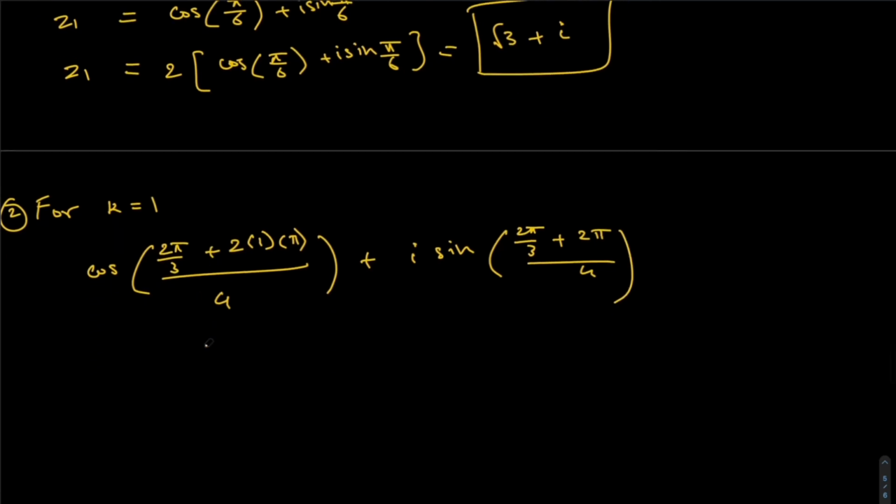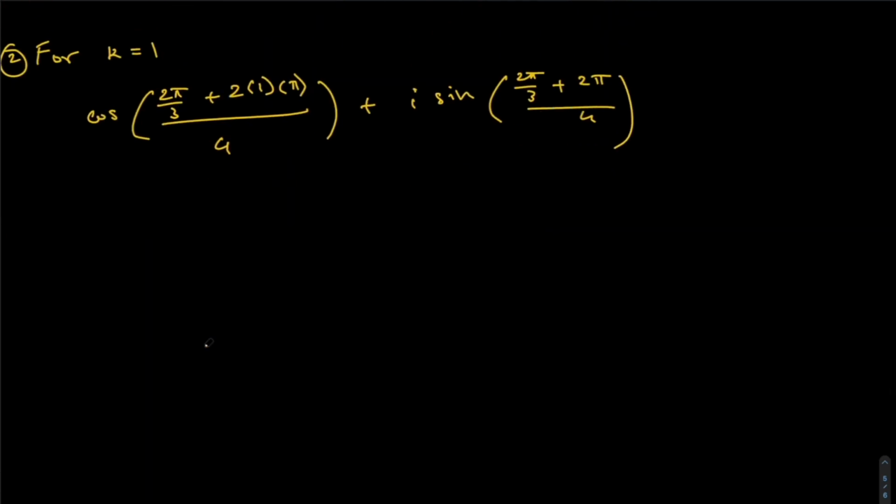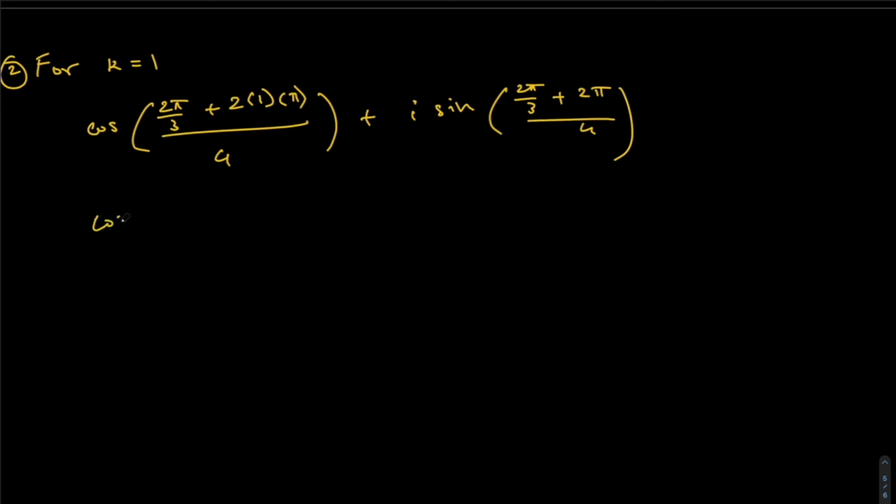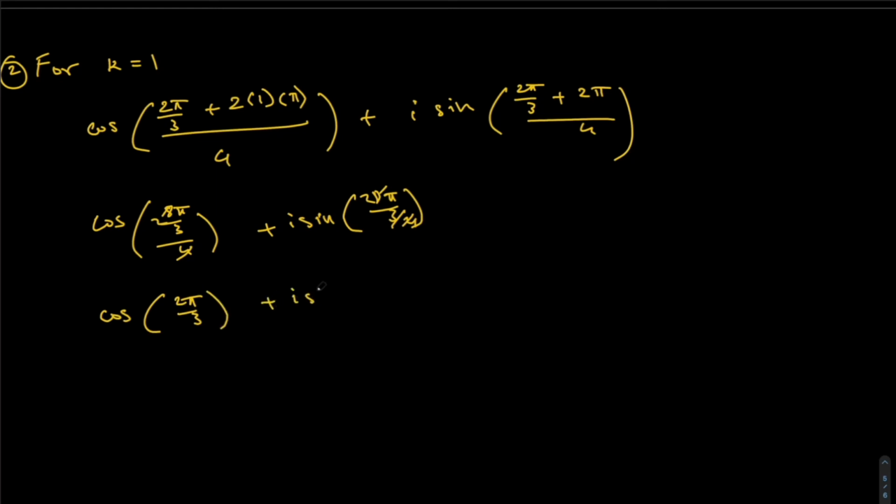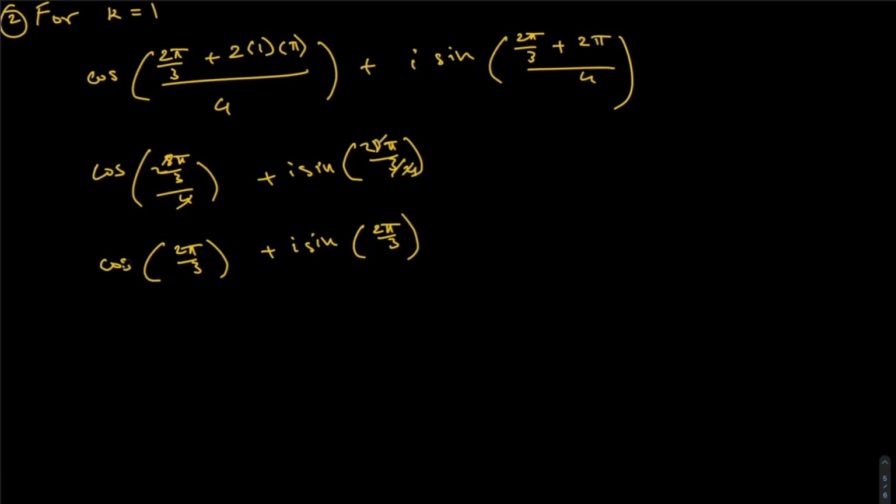Again, if it's in paper two, you can use your calculator. If it's not, just get in the habit of doing mental math, right? So 2 pi by 3 plus 2 pi. So 2 pi by 3 plus 6 pi by 3, which is 8 pi by 3. So 8 pi by 3 upon 4 plus I sine of 8 pi by 3 upon 4, right? Again, I can simplify this. So I can write this as 2 pi by 3. So cosine of 2 pi by 3 plus I sine 2 pi by 3, like this.